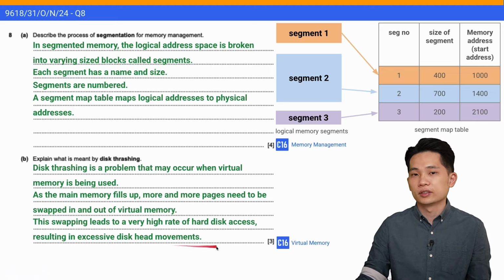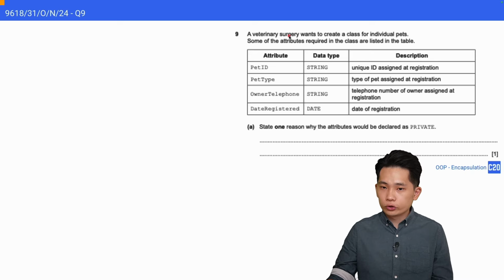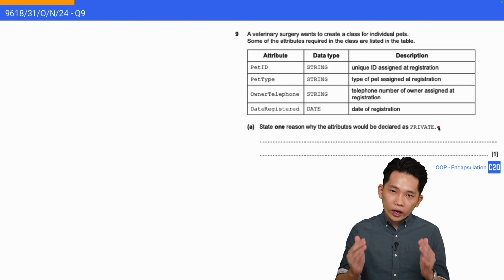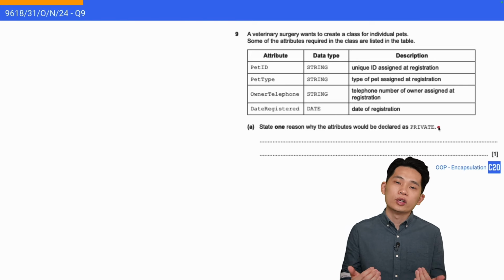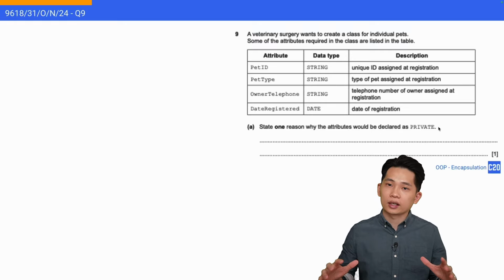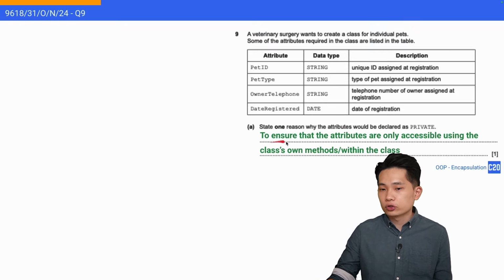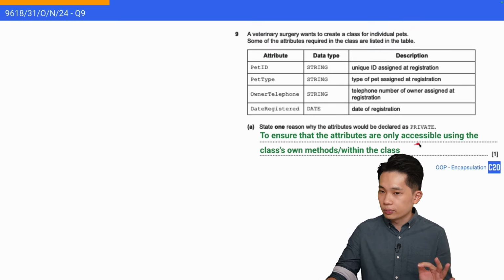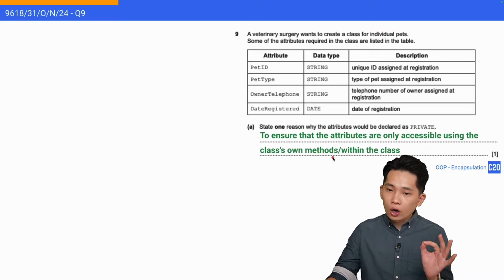A veterinary surgery wants to create a class for individual pets. Some of the attributes required in the class are listed in the table. So we have pet ID, pet type, owner telephone, and date registered in the class. State one reason why the attributes would be declared as private. The main reason why we need attributes to be private is to prevent access outside the class. So we can write to ensure that the attributes are only accessible using the class' own methods or within the class.